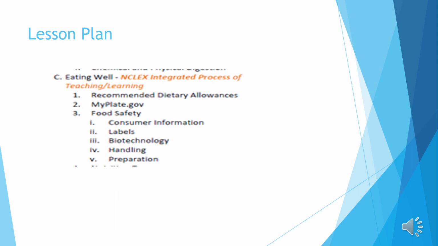Okay. The next part of our lesson plan, or C, is eating well. So we're looking at recommended daily dietary allowances. We're looking at the website myplate.gov. We're going to look at things like food safety, consumer information like labels, different biotechnology, handling food, preparing food. This is all in Chapter 2. So as you're going through Chapter 2, you'll see all these different areas that are covered. Make sure that you refer back to this lesson plan, refer back to Chapter 2, and make sure that you understand all of these different areas as they relate to the information in the chapter and that you're able to apply them to a patient scenario.